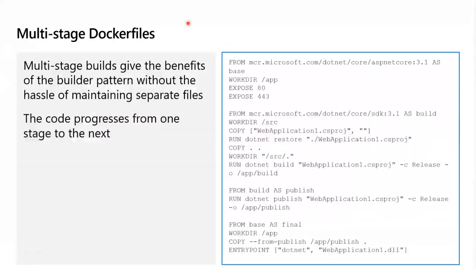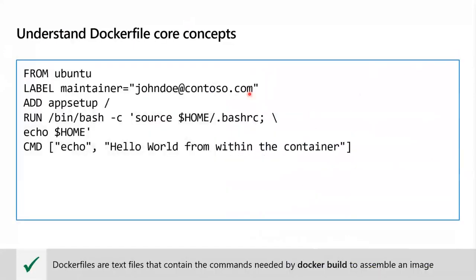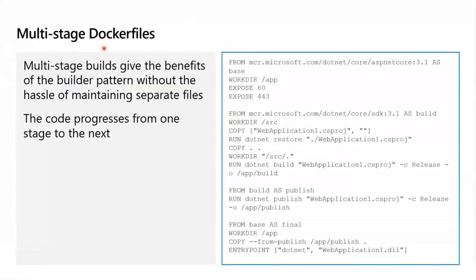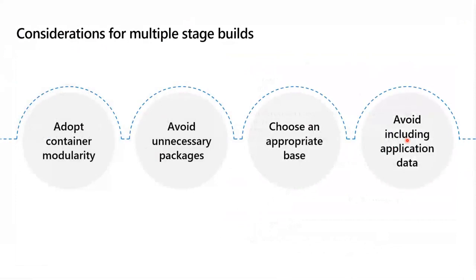Another thing that is part of Dockerfiles is that we can have multiple stages. Right? So in the previous example, we only had a single block or a single stage, but multi-stage builds in a Dockerfile give the benefit of the builder pattern without the hassle of maintaining separate files. And the code progresses from one stage to the next. What are some considerations for multi-stage builds? Adopt container modularity, avoid unnecessary packages, choose an appropriate base, and avoid including application data.